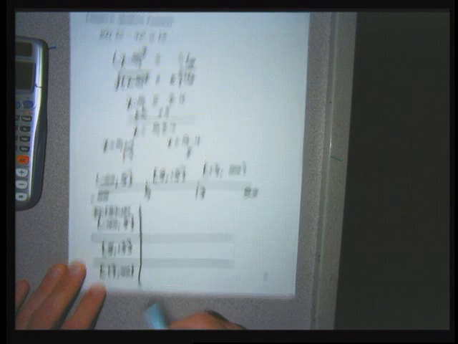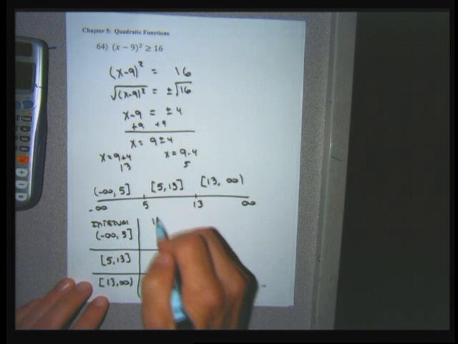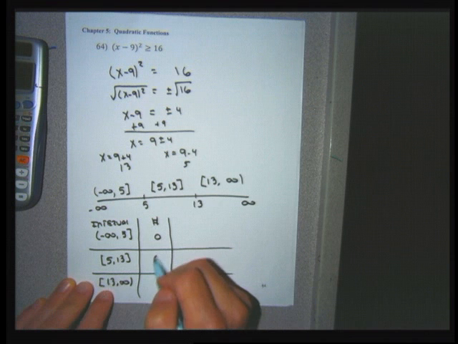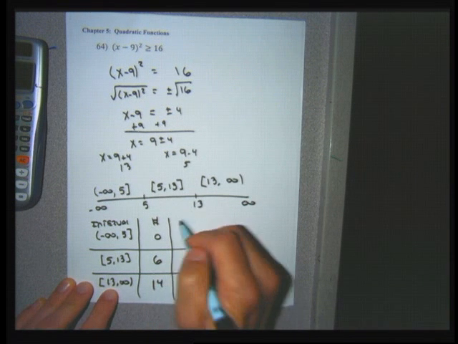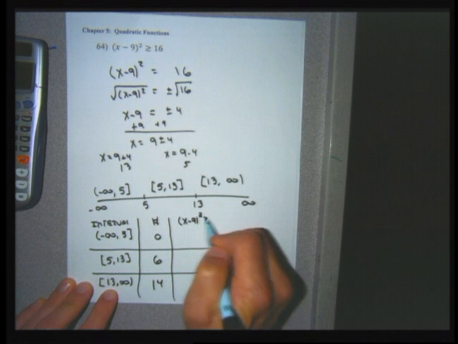And then next to it I put my test number. Here this goes from a negative to a positive. That's where I like to put in 0. Between 5 and 13 I'll plug in 6. Bigger than 13 I'll plug in 14. Now I'm going to put the original problem, x minus 9 squared is greater than or equal to 16.